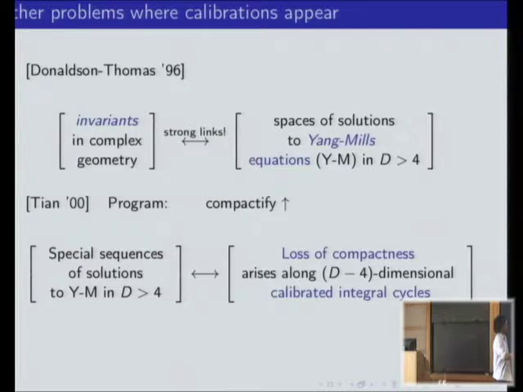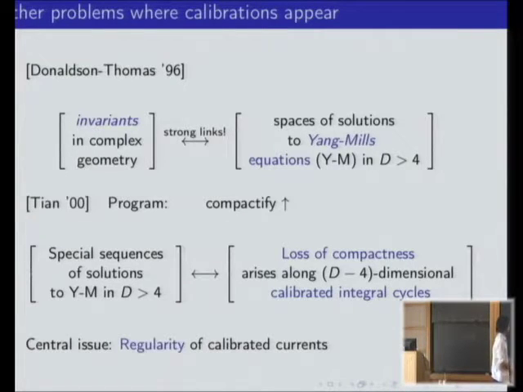Now, proving regularity for calibrated integral currents has a direct impact on knowing what kind of limits you have to allow in order to make sense of this convergence, and therefore you can go back to the compactification problem. And again, the central issue here is to understand how smooth this set is. If you can say that it's smooth enough, then you can compactify the space and go back to the first line. So now I'm going to describe a bit the state of the art regarding regularity questions for calibrated currents.